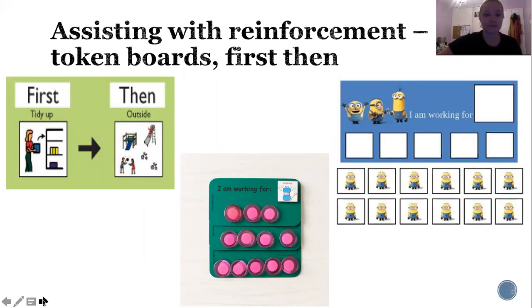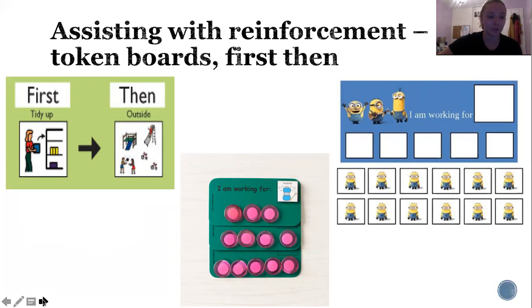Assisting with reinforcement, token boards, and first then boards. Token boards are a contingency management system that delivers tokens for tasks that can be exchanged for reinforcers after a predetermined number of tokens earned. To use token boards effectively, it is important to ensure tasks and responses are predetermined, including staying on task, complying with demands, and response criteria. Token economies make the learner predict when they will receive reinforcement and can improve their self-management skills.